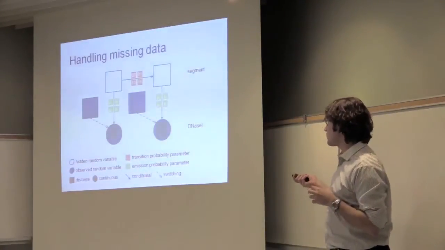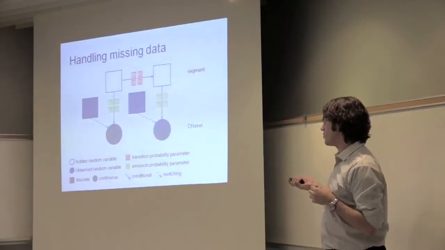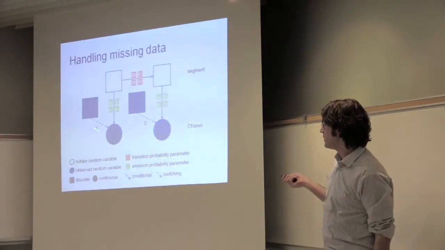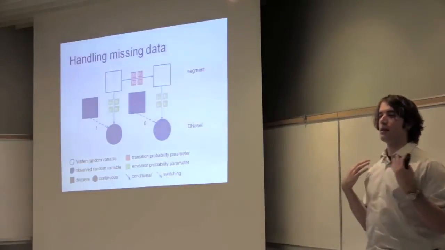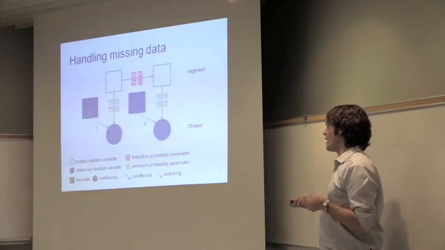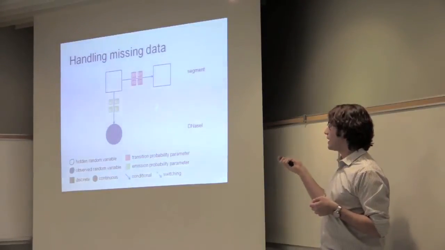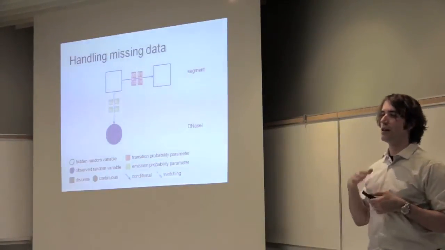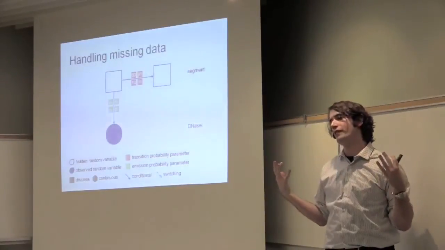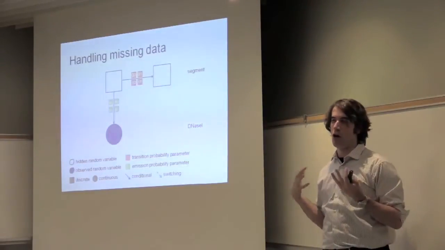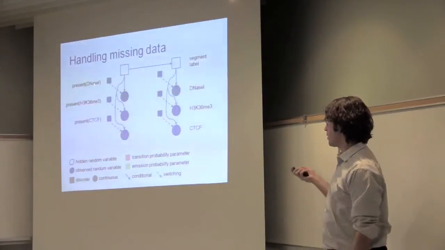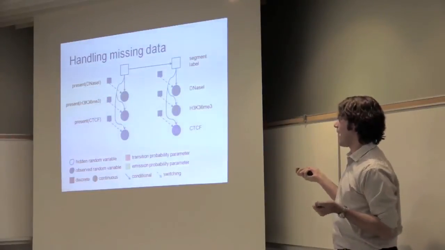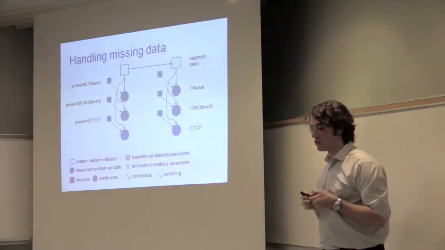in this method is by adding an additional indicator variable that tells you whether data is present or absent. If data is present in a particular base pair for an experiment, this is one. If it's absent, this variable is zero. And the model is set up so that when this is zero, the connection between the hidden variable and the observed variable here is essentially erased. You remove that from the model, and in fact, you marginalize over all possible values of whatever the unknown observed variable is. So this is for one experiment. You can reproduce that apparatus for every single experiment for every frame in the genome.